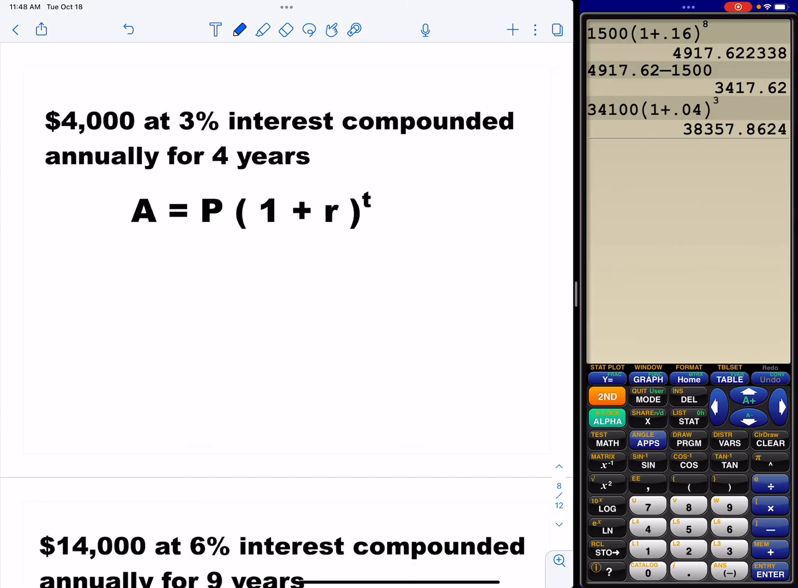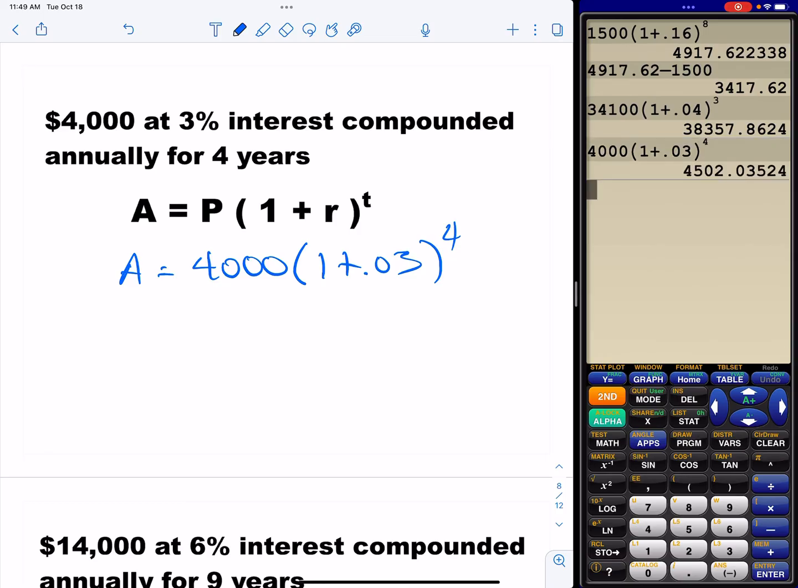So here we got $4,000 at 3% interest compounded annually for 4 years. So in this one, I don't know my total amount. So I do know my principal is $4,000. I do know my interest rate is 3%, so 1 plus 0.03. And I know my time is 4 years. So we go to our calculator, type it in. 4,000, parenthesis, 1 plus 0.03, close parenthesis, exponent, 4, enter.